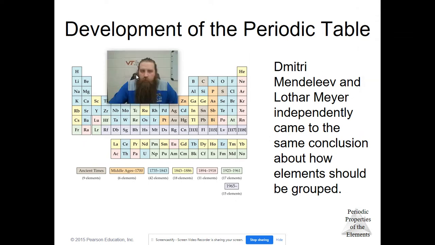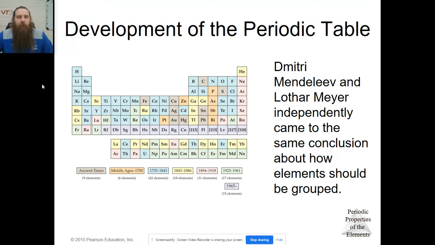We know that, from last year, Dmitri Mendeleev is given credit for the development of the modern periodic table. This is a pretty interesting graphic here. It shows you the elements that were known at certain times. So I think Mendeleev was working sometime in the late 1800s, somewhere around there.